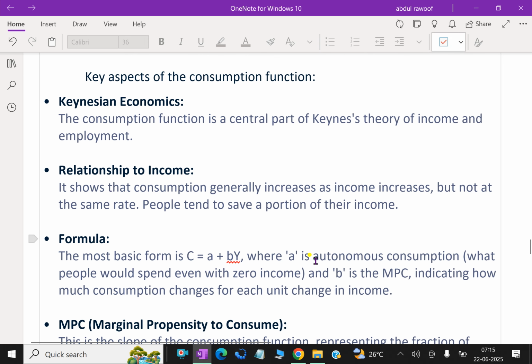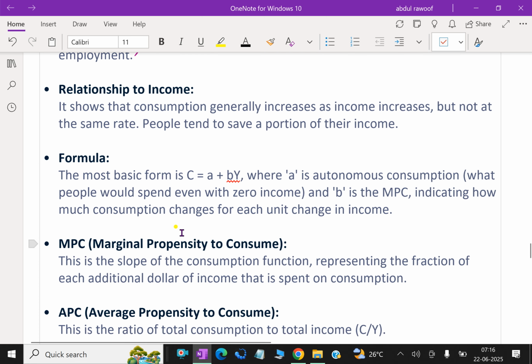Some consumption function aspects. Keynesian economics: the consumption function is a central part of Keynesian theory of income and employment. Relationship to income: it shows that consumption generally increases as income increases. Normally, consumption increases when income increases, but not at the same rate. The rate will change. People tend to save a proportion of their income.